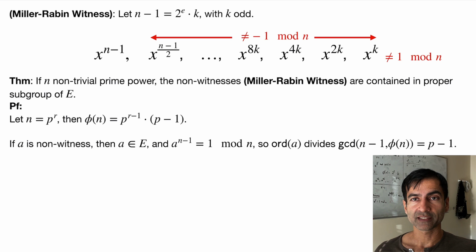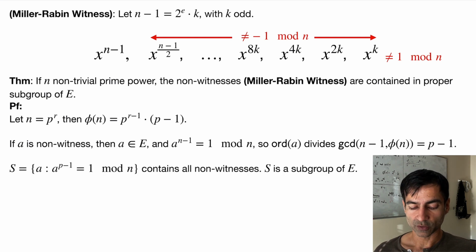But if it's 1 modulo n, that means a must be in E, and a to the n-1 is 1 modulo n. And that means the order of a divides both n-1 and phi of n. In particular, it divides the greatest common divisor of those two, which in this case is equal to p-1. So that means that this set S is a subgroup containing all non-witnesses. Okay. So all we need to do now is to prove that this subgroup is not all elements E.